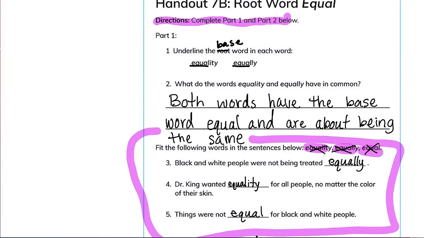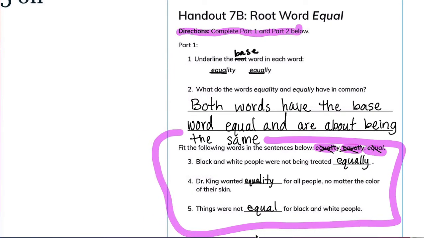Okay, so I'll leave all of this up here. So your 2 tasks today were to add equality and equal to your vocabulary section and to complete handout 7B in your blue book. If you're done with both those things, you are done with the deep dive for today.